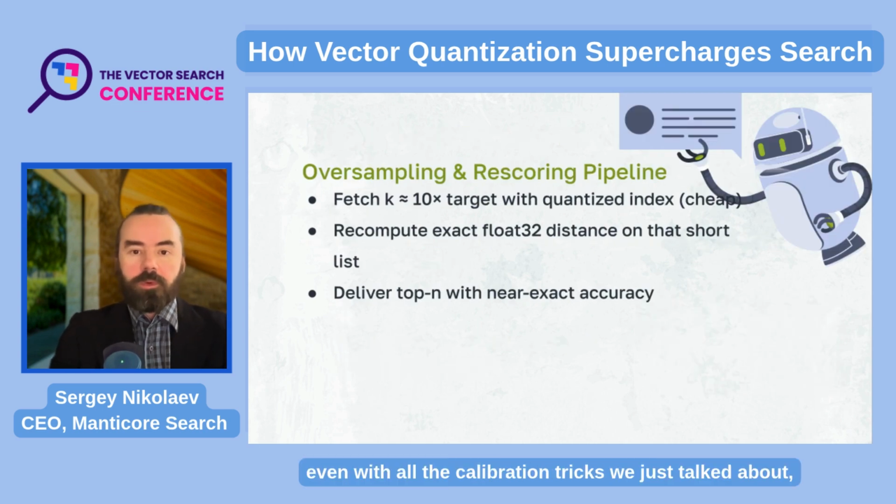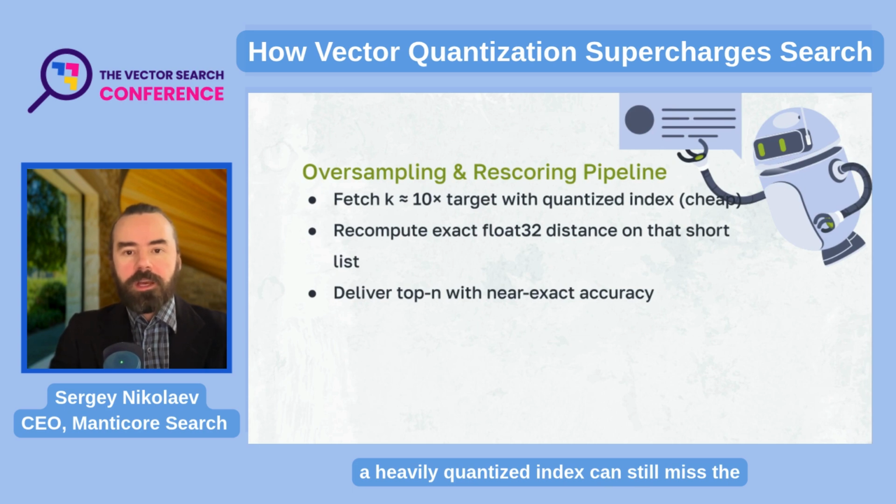Alright, so even with all the calibration tricks we just talked about, a heavily quantized index can still miss the perfect neighbor once in a while. That's where the insurance policy comes in, a 2-stage pipeline. First we oversample, then we rescore. Let's say the user wants the top 10 results.